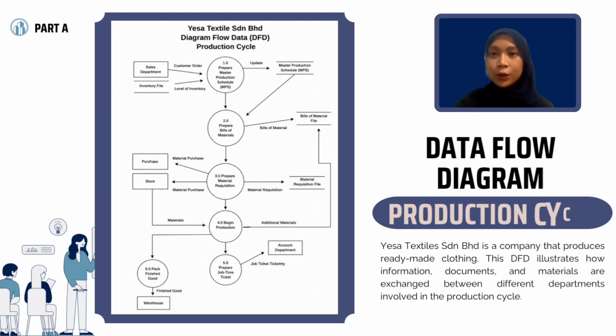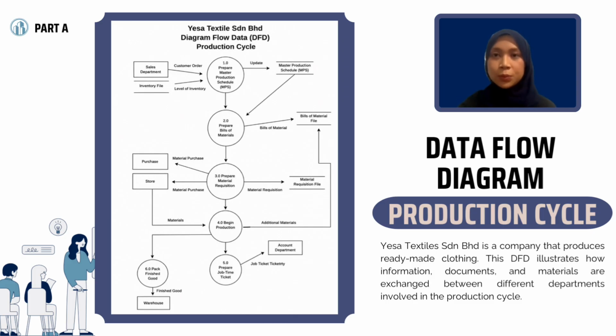Assalamu alaikum and hello everyone. Today I'm going to explain the data flow diagram for the production cycle of Biasa Textile Senior Berhad. The diagram shows how the system works to manage information and materials in order to produce ready-made clothing, starting from production planning until the finished goods are stored in the warehouse.